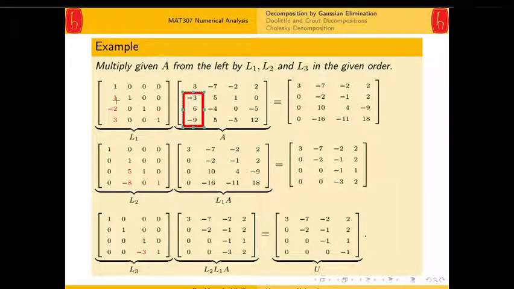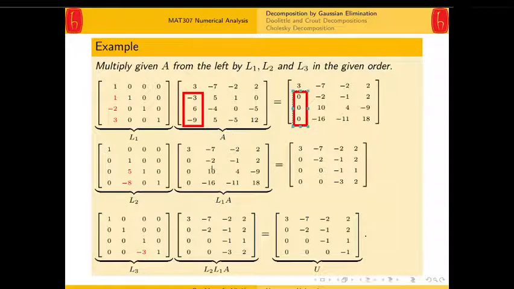To that end, we multiply the first row by 1 and then add to the second row. And also we multiply the first row by -2 and then add the result to the third row. And multiply the first row by 3 and add the result to the third row. This way we can eliminate all these numbers and make them 0. So this is what really happens after multiplying L1 with A from the left.